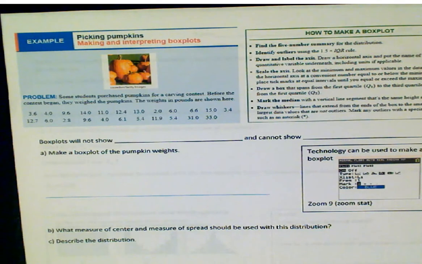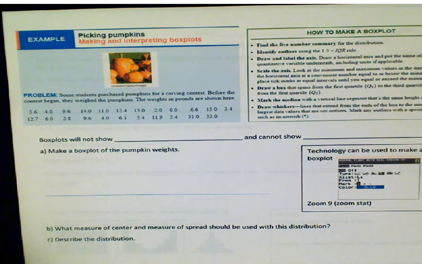Okay, I am going to show you how to put it in the calculator, but first thing you've got to do is find the 5-number summary for the distributions. So what the 5-number summary is, we'll show you. Then you've got to identify the outliers, draw and label the axis, scale the axis, draw a box that spans from the first quartile to the third, mark the median, draw the whiskers, and that comes from the largest and the smallest data values. Mark any outliers with a special symbol such as an asterisk.